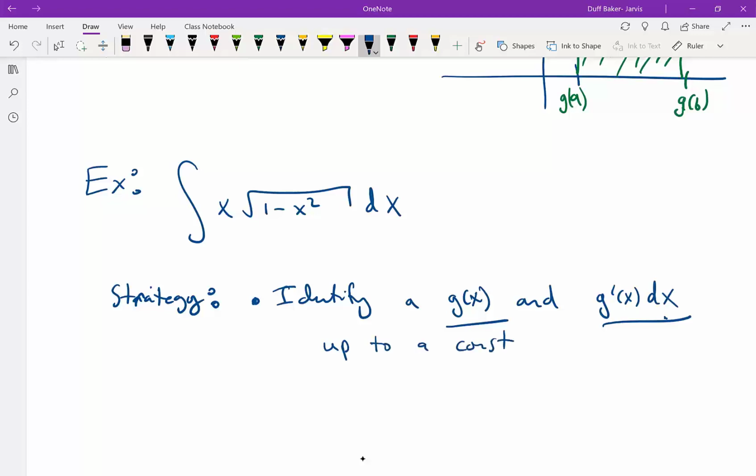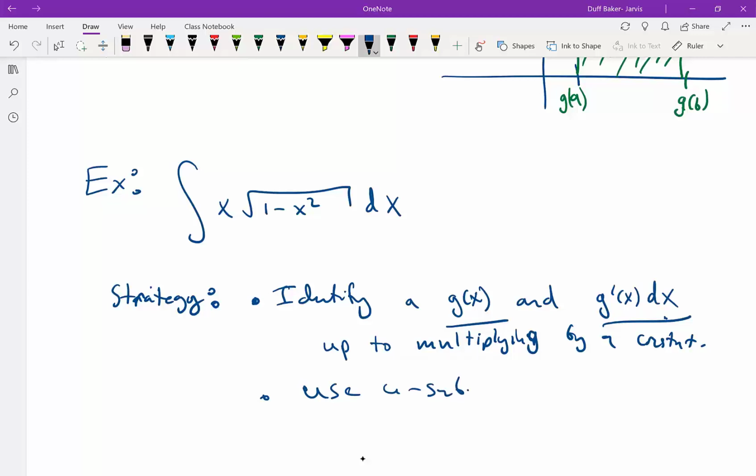So the g prime of x could be, you know, you could put a 3 here or a 7 here and it'll still work. You only need to have them be equal up to multiplying by a constant. So maybe I should write that down. And then the second step is you just use u sub.